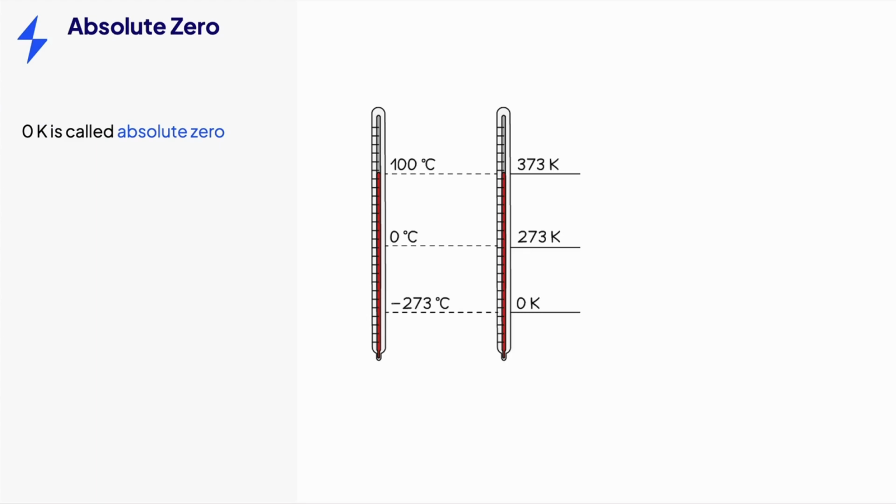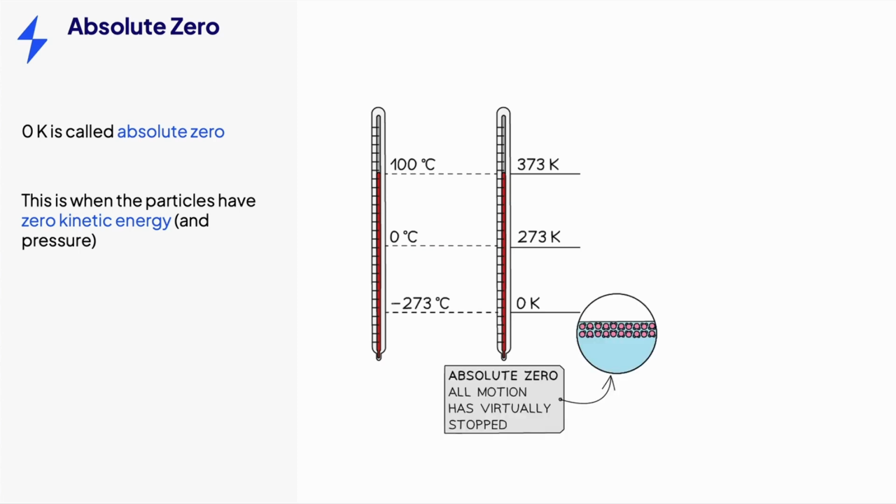0 Kelvin is a special value called absolute zero. This is the lowest temperature possible. At this temperature, particles have zero kinetic energy and therefore zero pressure. Their motion has completely stopped. For example, particles in water at 0 Kelvin are completely still.